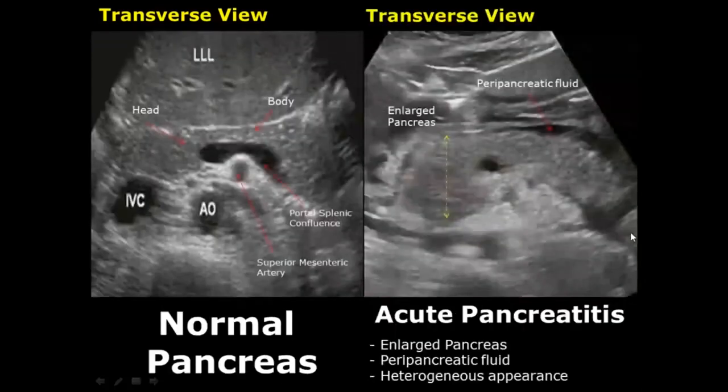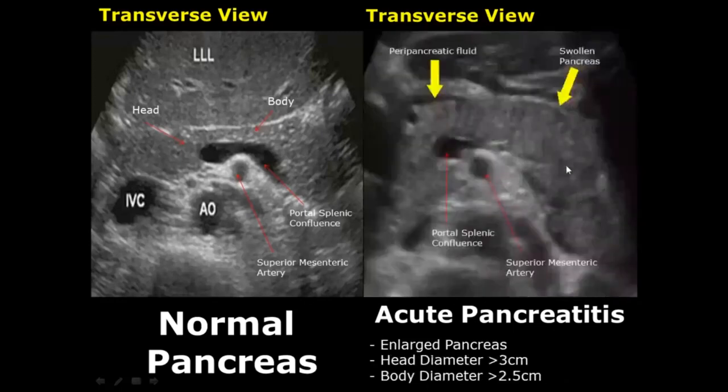Acute pancreatitis is the inflammation of the pancreas. In this we will see a heterogeneous appearance of the pancreas, and it will appear enlarged, and there will be peripancreatic fluid, some fluid outside the pancreas.